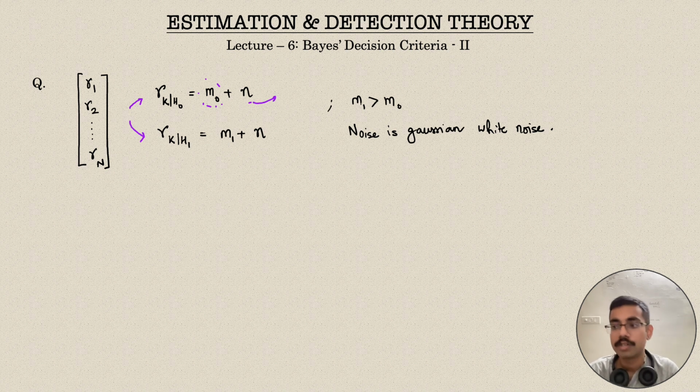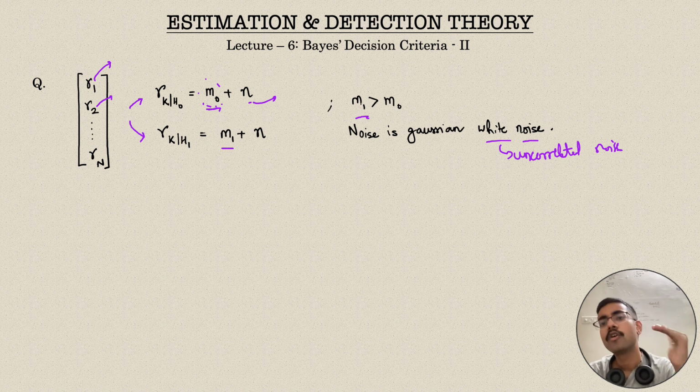What is Gaussian white noise? Gaussian white noise means all the noise samples are uncorrelated with each other, because R1 has a noise, R2 has a noise, Rn has a noise. All of these are non-correlated. These are not correlated with each other. Okay, that's called white noise. That's uncorrelated noise. Okay, all right. So now it is also given that M1 is greater than M0. So M1 you can take it to be any constant value. For example, we took DC amplitude, for example. So this is a constant value.